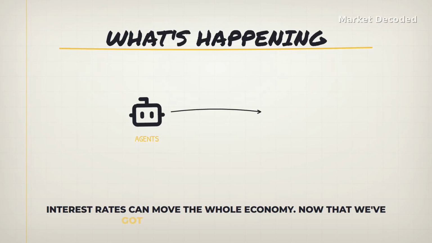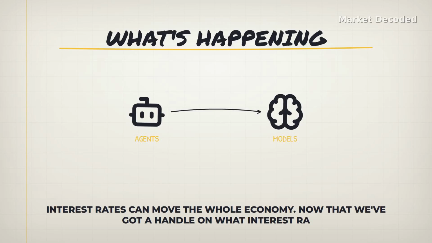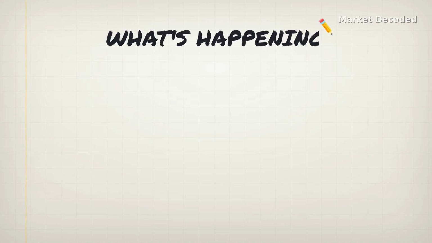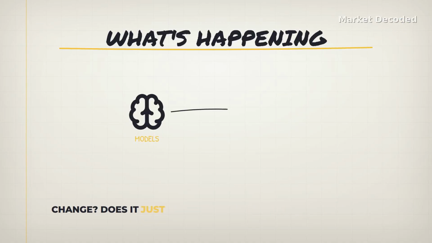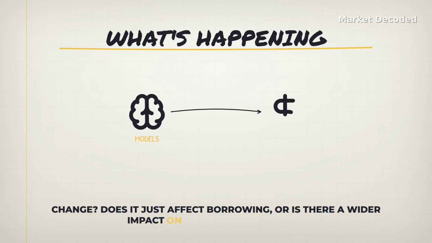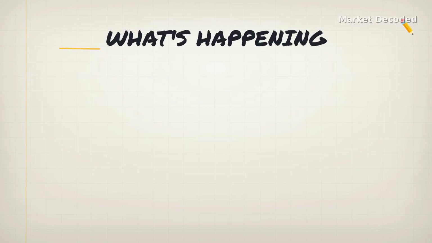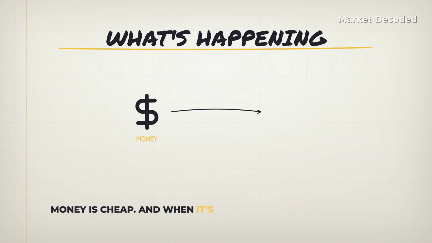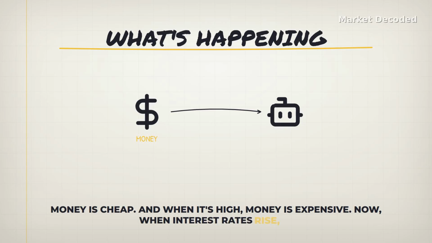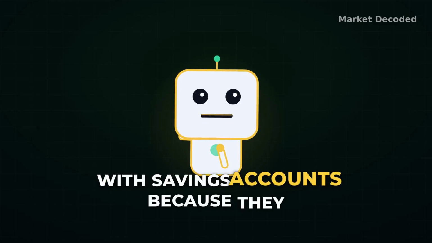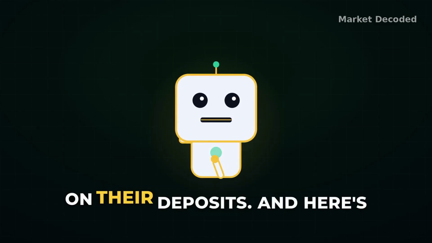Now that we've got a handle on what interest rates are, let's dive deeper into how they actually work. What happens when interest rates actually change? Does it just affect borrowing, or is there a wider impact on the economy? Let's break it down. Think of interest rates like the price of money. When it's low, money is cheap, and when it's high, money is expensive. Now, when interest rates rise, it doesn't just affect people taking out loans. It also impacts those with savings accounts, because they can now earn more interest on their deposits.